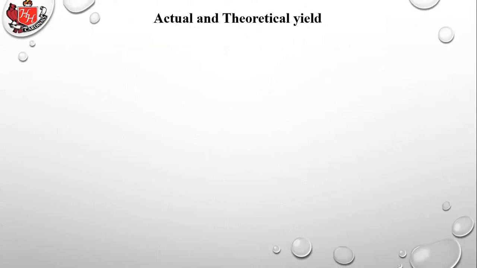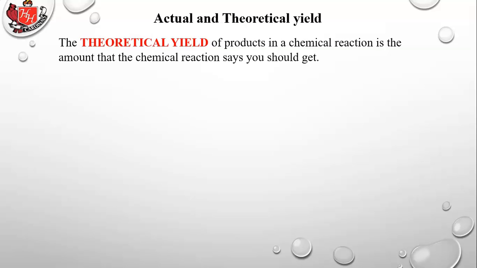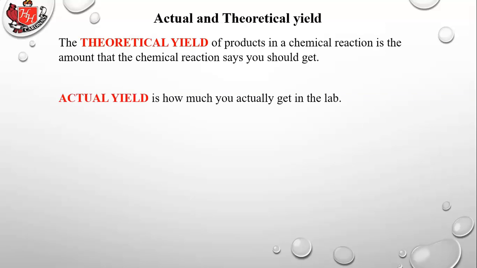Okay, now we're going to deal with a separate concept from limiting reactants. It can be related in some of the problems to it, but it's really a separate concept. It's called actual and theoretical yield. So the theoretical yield of products in a chemical reaction is the amount that the chemical reaction says that you should get. So when you do your stoichiometry equations and you come out with some number of moles or grams, that's the theoretical yield. That's what the equation says you should get. The actual yield is how much you actually get in the lab.